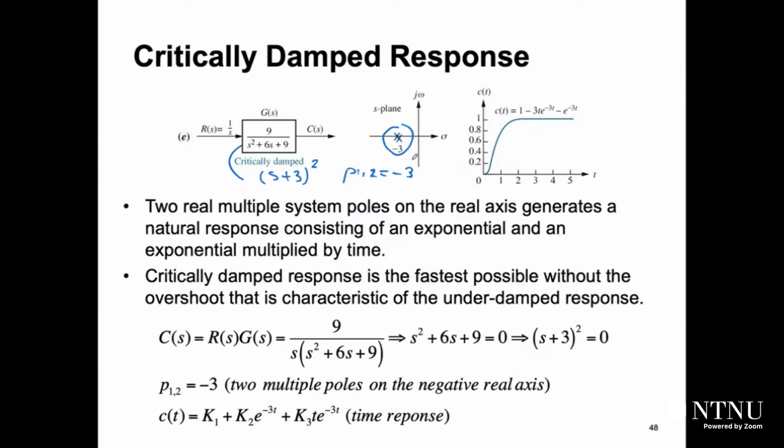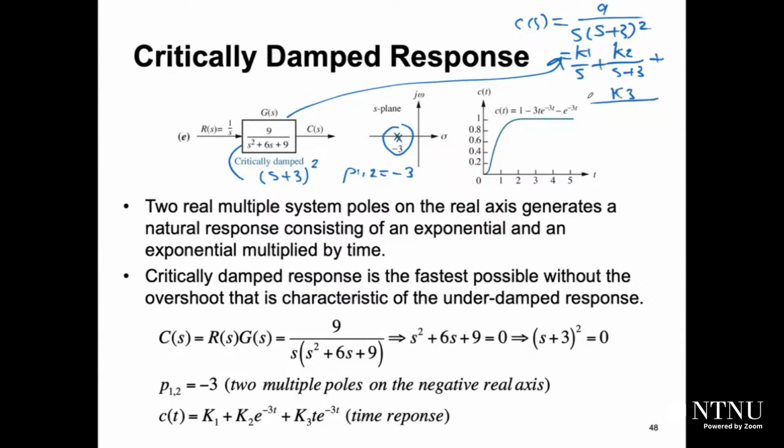To solve it using partial fraction expansion, if you remember, we solved some problems before. So C of s will be this one multiplied by R of s, which is 1 over s, so it will be 9 divided by s multiplied by (s plus 3) squared. Using partial fraction expansion, it will be K1 divided by s plus K2 divided by s plus 3 plus K3 divided by (s plus 3) squared.